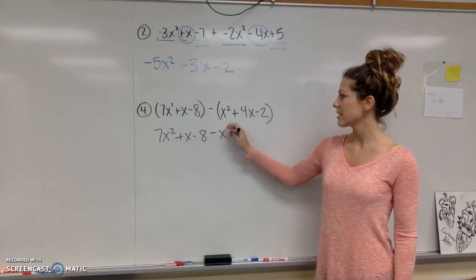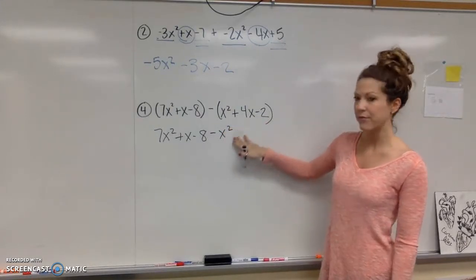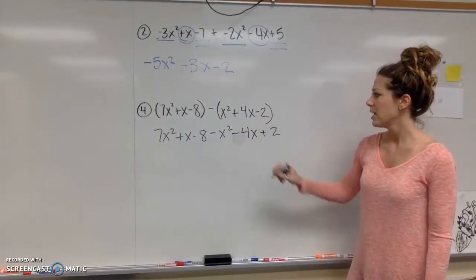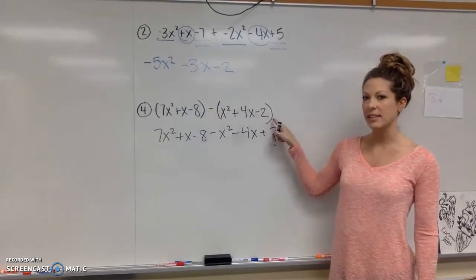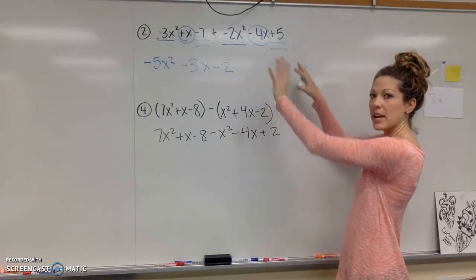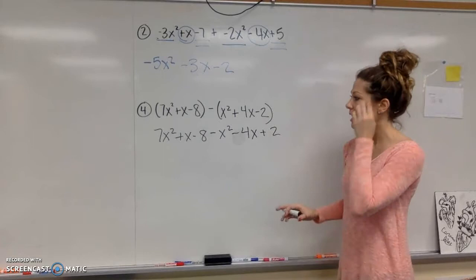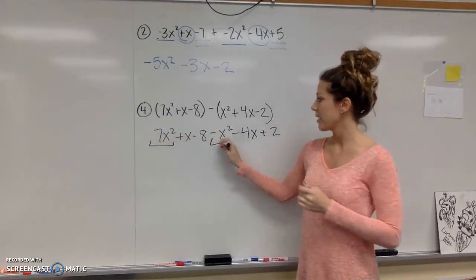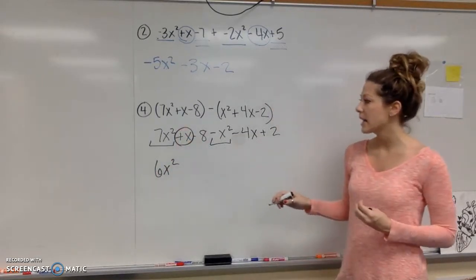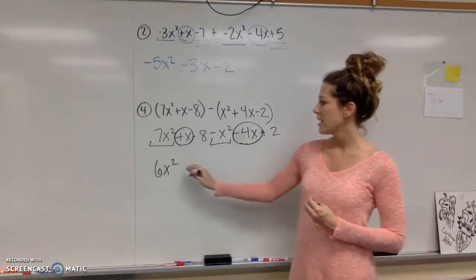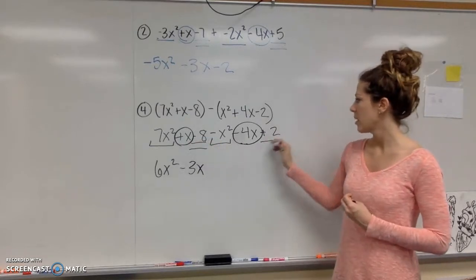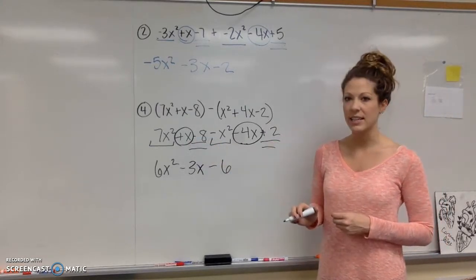So it becomes negative x squared, negative 4x, and a positive 2. So we're just distributing that negative sign to everything in the second set. It's like distributing a negative 1. And now that we've got something like what we had up here, now we're just going to combine our like terms. So we can combine 7x squared with negative x squared, and that gives us 6x squared. We can combine a positive x with a negative 4x, and that gives us negative 3x. And we've got a negative 8 and a positive 2 to give us negative 6, right?